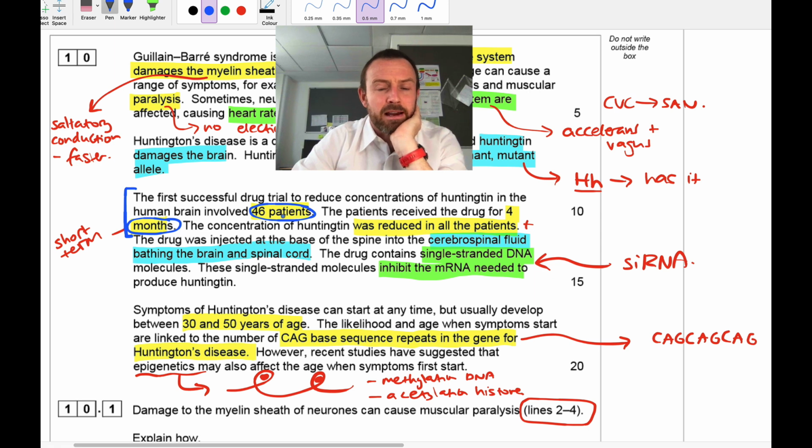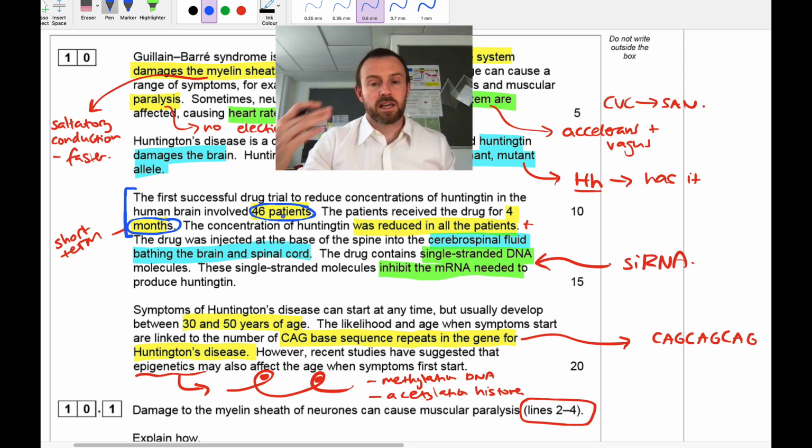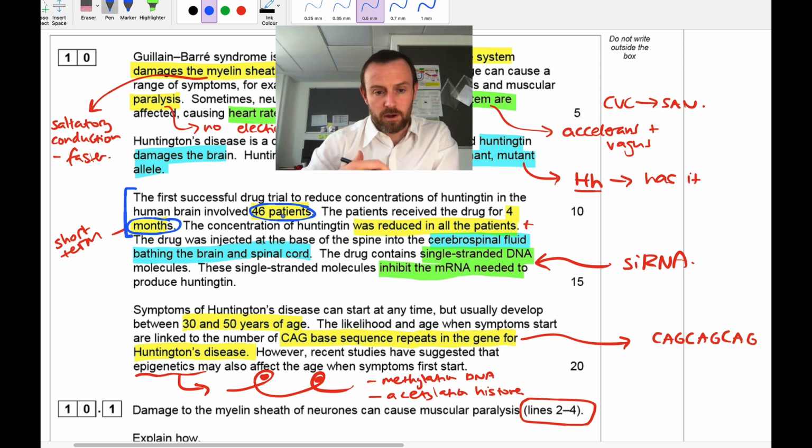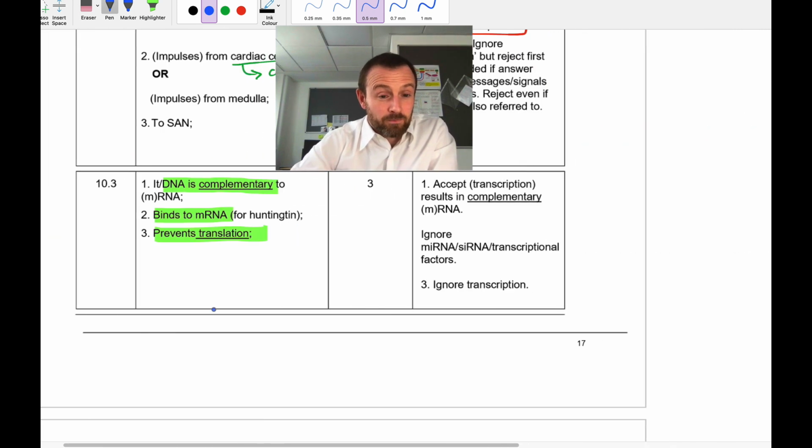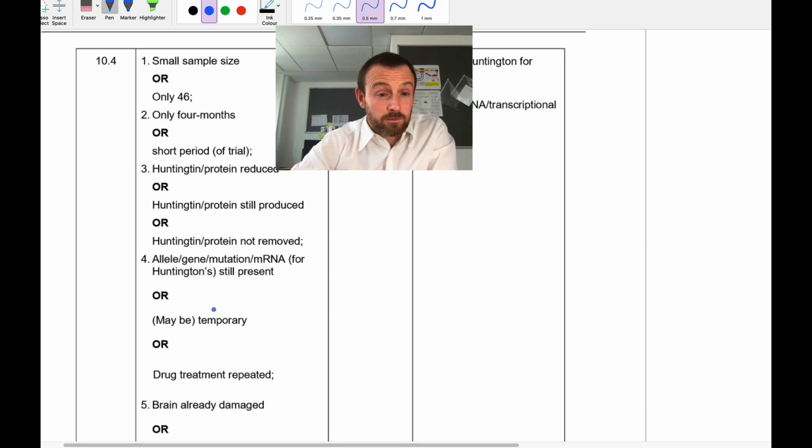But I'm also thinking that this is a genetic condition. This is definitely true, but I don't know if it's on the mark scheme. The only way of curing a genetic condition is through gene therapy, and this drug would have to be taken every week, every month, for life, to keep bringing down the production of that huntingtin protein. You would never stop taking it. It's not a take it once and then done kind of thing. Okay.